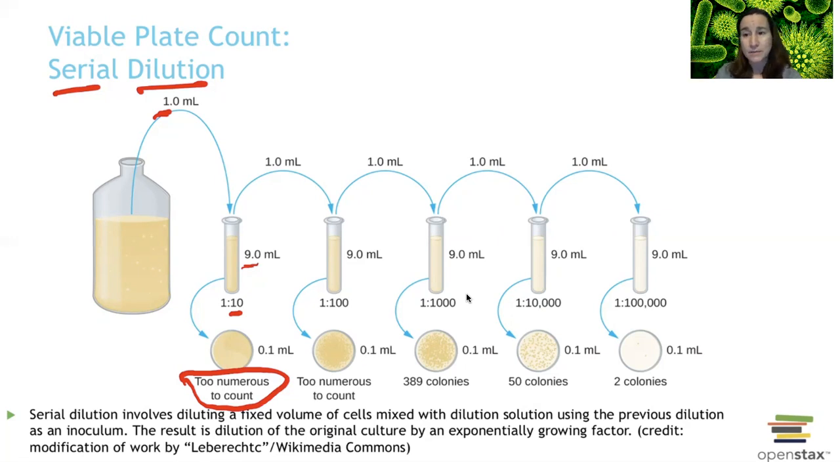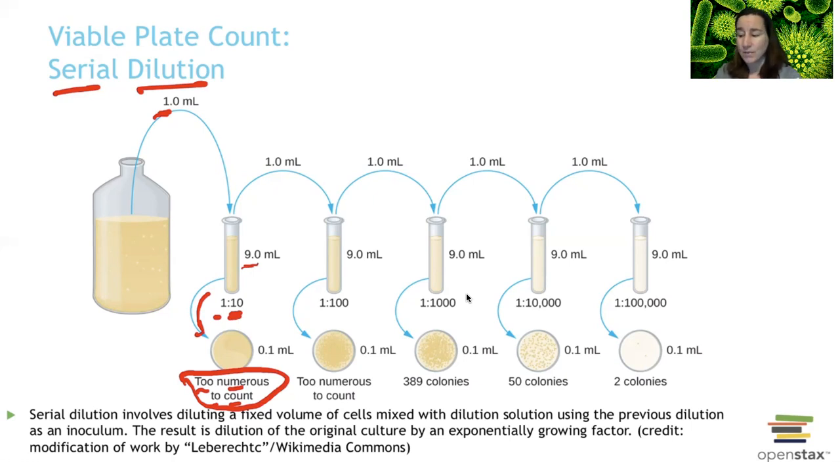Now you've got 10 mils of a solution, and that dilution is at a 1:10 ratio. So you took 1 mil out and added it with 9 mils for a total of 10 mils. So it's a 1:10 ratio. And then if you plated that, again, it's so concentrated, it's going to be too much to count. It's just going to overgrow your plate, and you can't count individual colonies. So let's dilute it again.